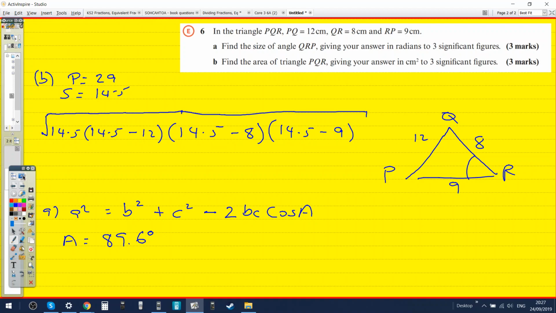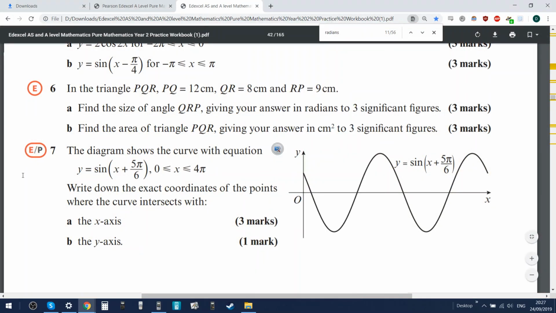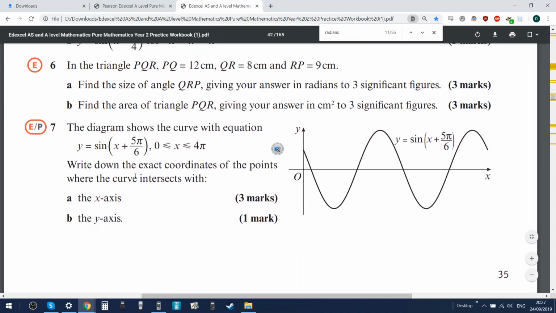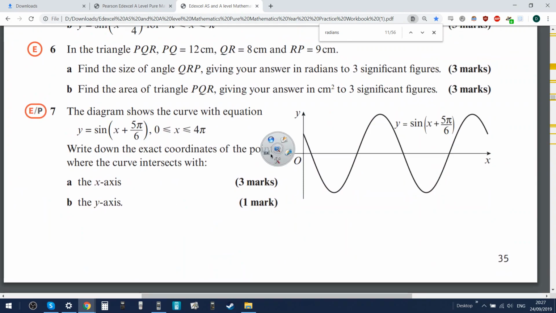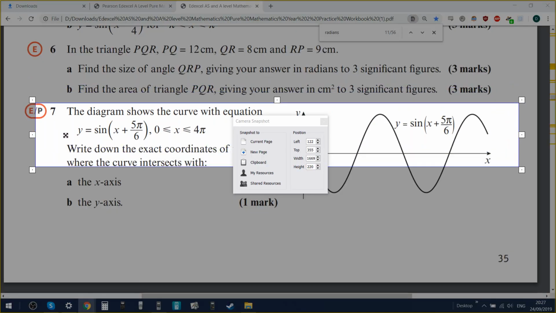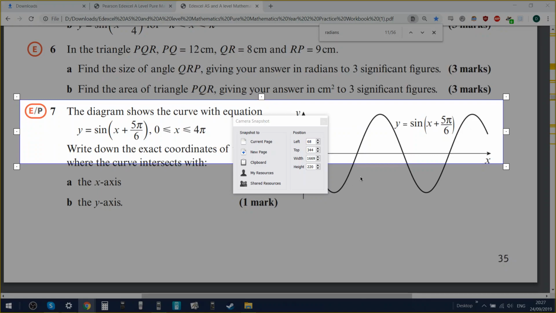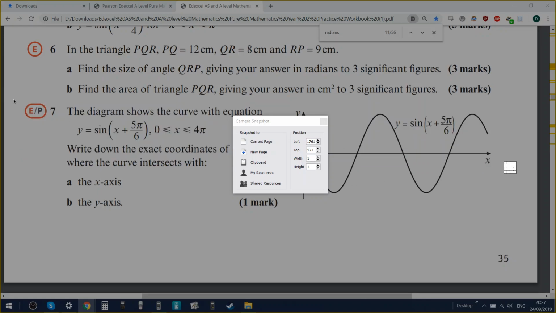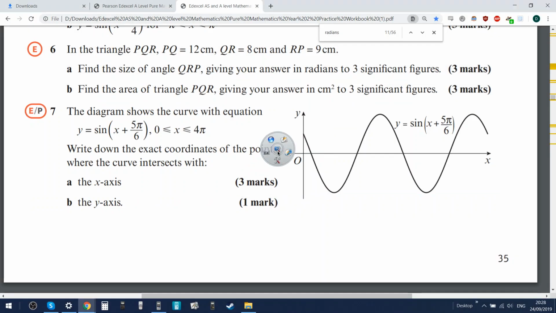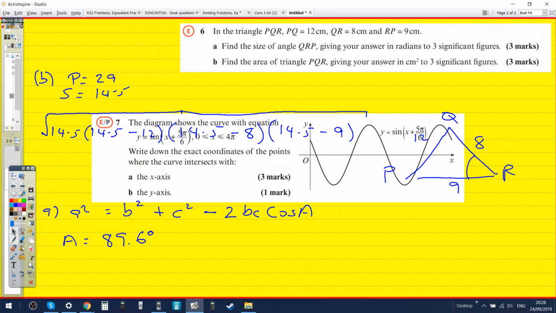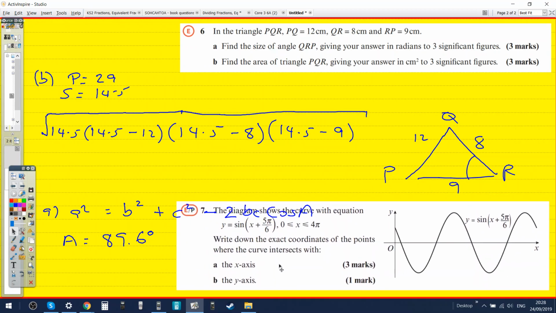Oh, and I had to give it in radians as well. Oh, in radians, yeah. So I just multiplied by pi over 180, which is equal to 1.564. And what do you write if you want to make it known that's in radians?